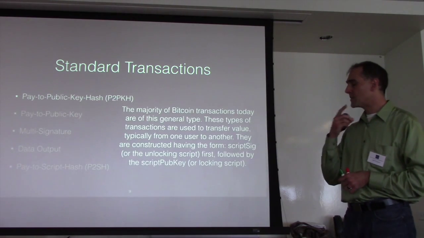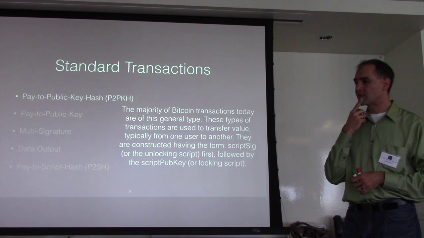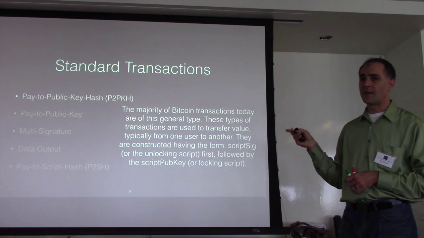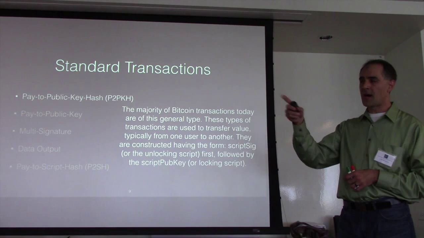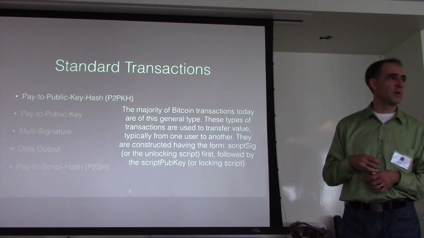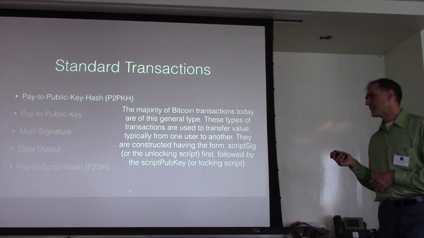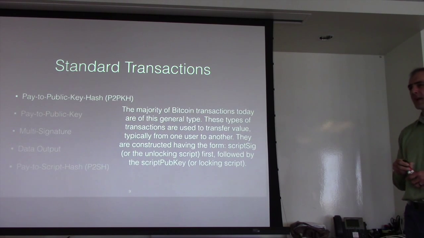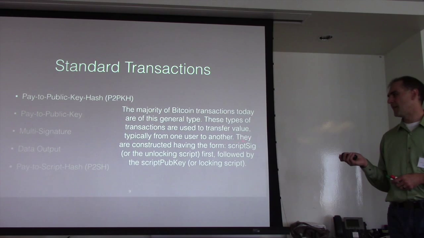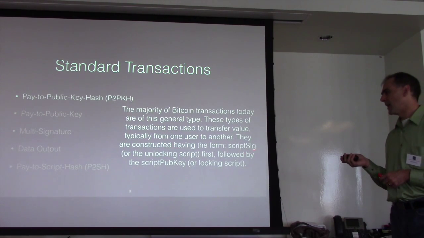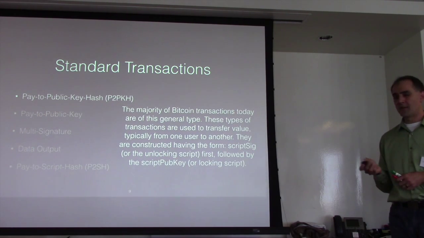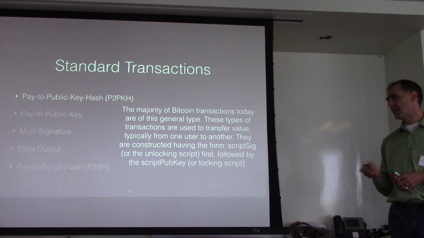So this one is the majority. When you talk about Bitcoin transactions, people are most definitely thinking about this one. This is where Alice and Bob are interacting, sending value between two parties, transferring value from one participant to another on the network. And they have the following constructed form: a script sig, or the unlocking script, followed by the locking script.